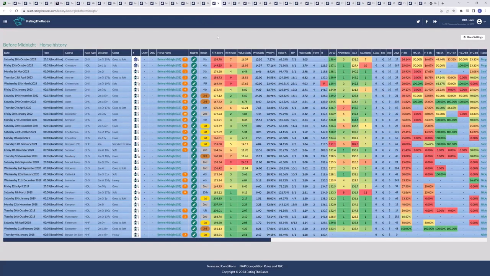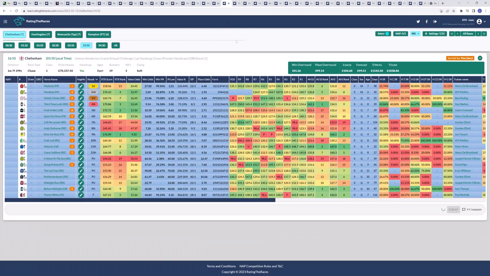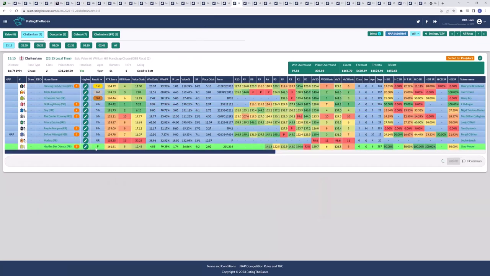The next horse, now this one isn't running at the weekend, but he should have been. Before Midnight. I really think horses remember their last experience at tracks. And Before Midnight's last experience at Cheltenham before his run at the weekend was pulling up in the Johnny Henderson Grand Annual at Cheltenham in March earlier this year. When held up, never got involved. He did exactly the same on Saturday or last week. Held up, never got involved.